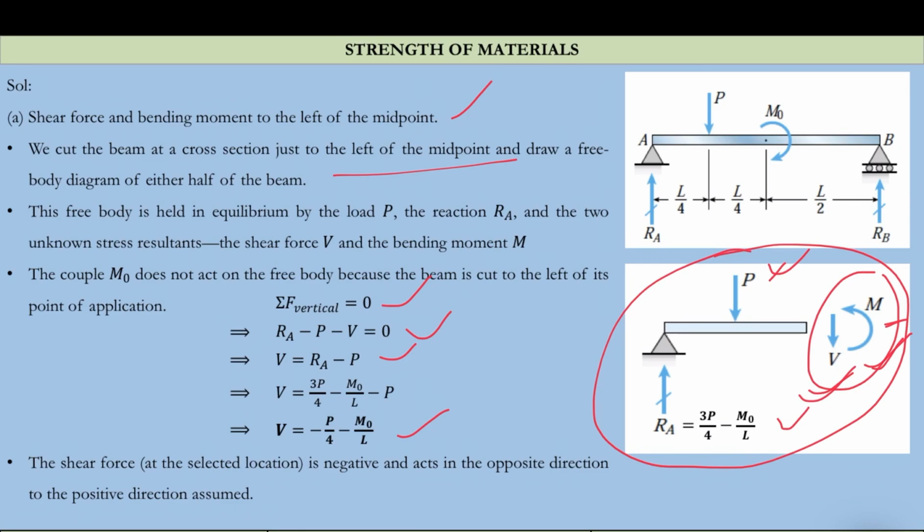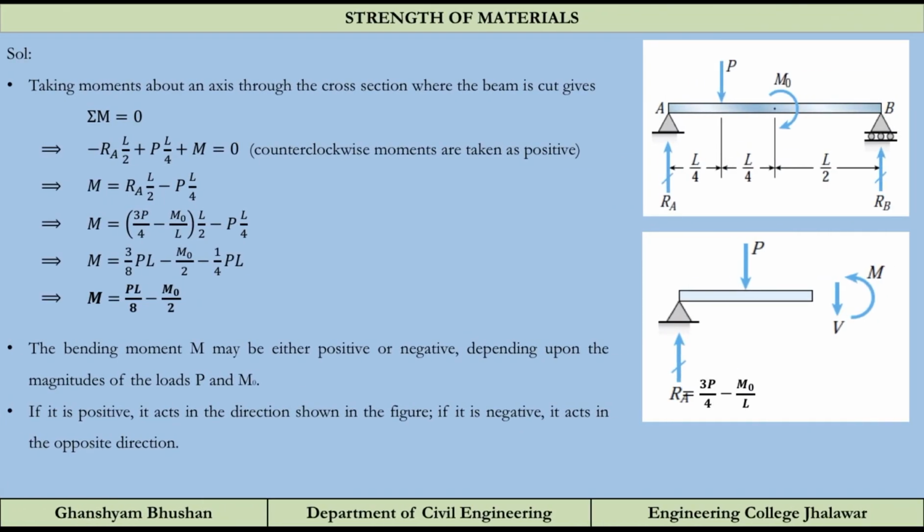So this is a negative quantity, because P is positive and M0 is also positive, so it will be a negative value. That means the assumed direction is wrong. So shear force is acting in upward direction. If you are changing the direction, then you will write P by 4 plus M0 by L. So either you write the same direction with the opposite sign, or you change the direction and you have to change the sign also. Okay, now we will be checking the bending moment.